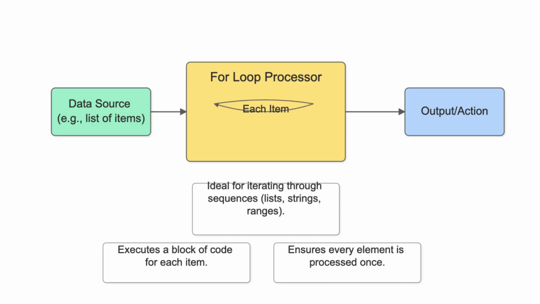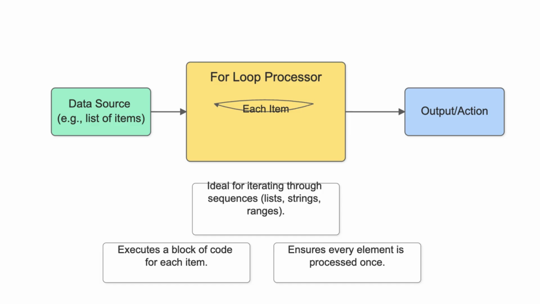For example, if you have a list of user feedback items, a for loop can easily print each one, process it, or store it, ensuring that every single piece of feedback gets the attention it needs without you writing redundant code. It's like having a robotic arm that perfectly processes each item on an assembly line, one after the other until the line is empty.